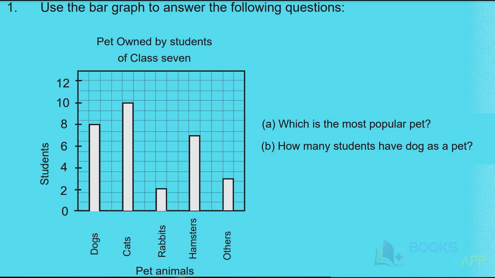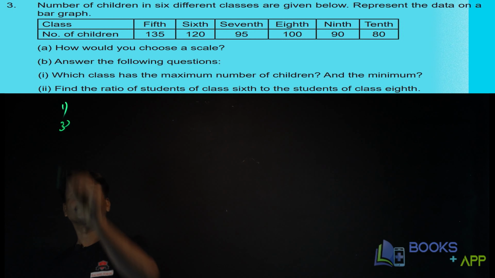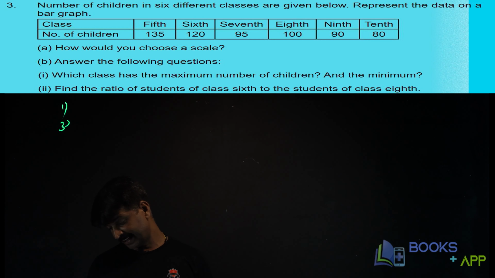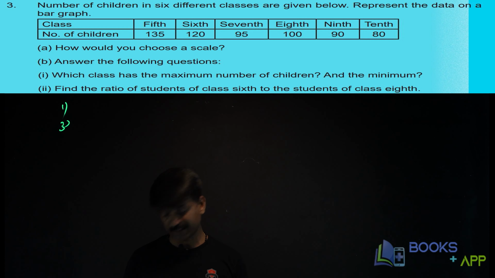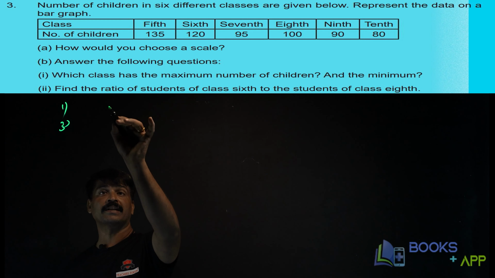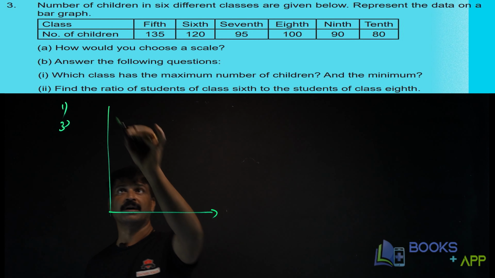Now let us look at question number 3. Number of children in 6 different classes are given below. Represent the data on a bar graph. Okay, the classes given are 5th, 6th, 7th, 8th, 9th, 10th. Number of children: 135, 120, 95, 100, 90, 80. So we have to represent this data on a bar graph. Let us see how to draw a bar graph.